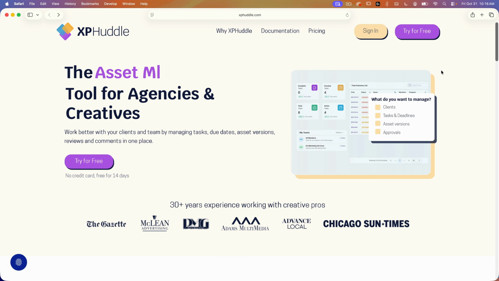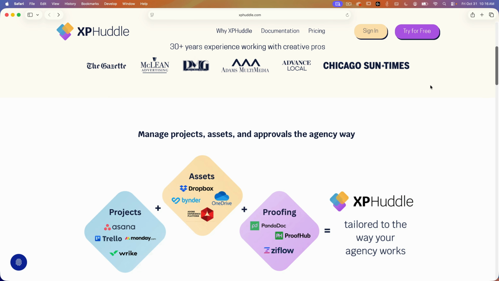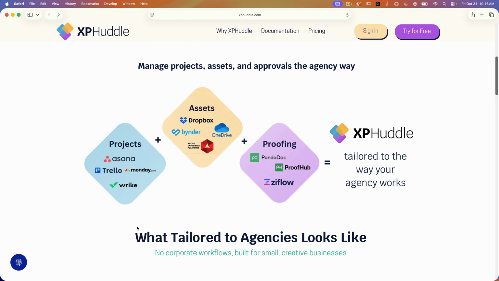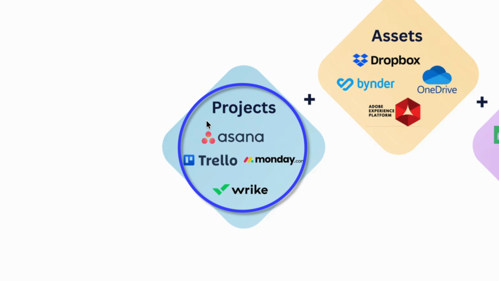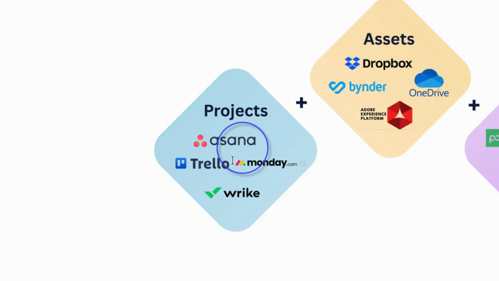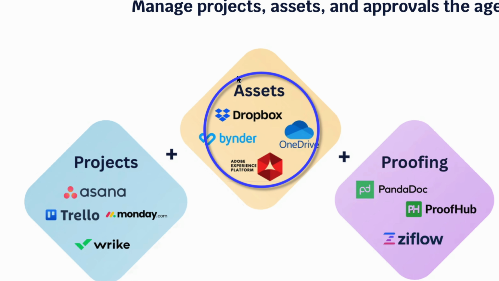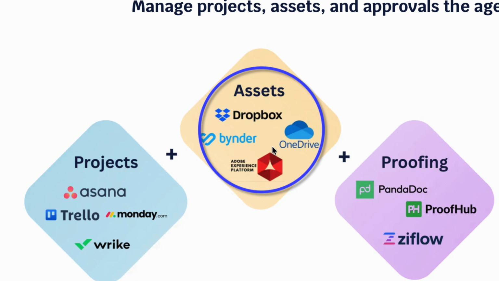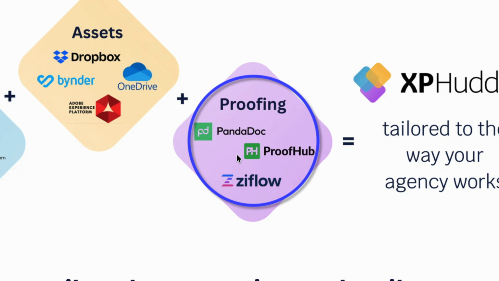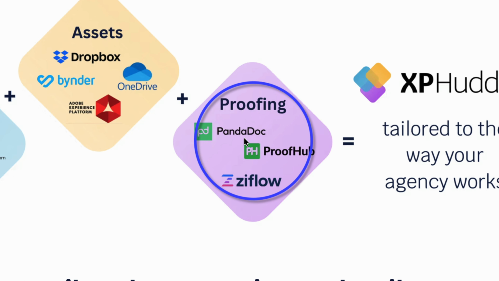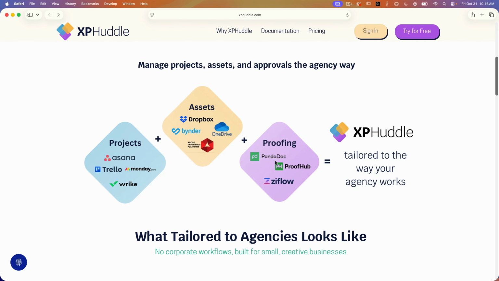So I've got XPHuddle.com open and I'm just scrolling through the main selling points. So here's the big 3 points. It'll do project management. It also replaces asset storage, so there's no need for third-party storage like Dropbox. And the third selling point is built-in proofing and markup, which replaces third-party proofing services.